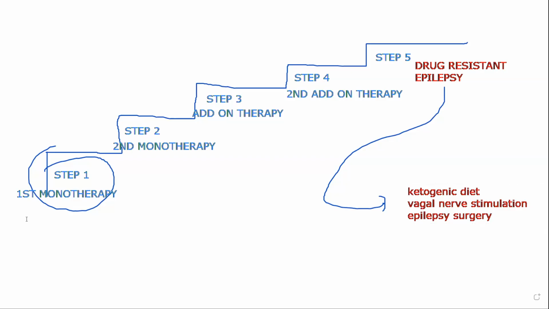In addition to the first monotherapy in step 1, the lifestyle modifications should also be addressed. So avoiding flashing lights, substance use, stress management, address those things in the beginning itself. So this part is very important. This is also a must-know part. Then the next question is, how long do we treat with anti-epileptic drugs? So, treatment duration.